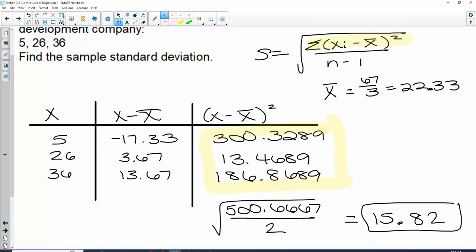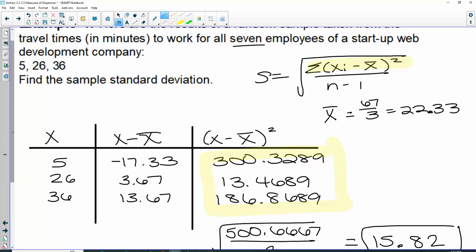What does this standard deviation tell us? The times are way spread out. It's way spread out. Those are 15.8. You know, our last standard deviation we had like 0 point something. So this is much higher, which means it's much less consistent. We have a wide variety, and we saw that in our original data. Somebody commuted 5 minutes, somebody commuted 36 minutes. It's much more spread out. All right. Questions there?